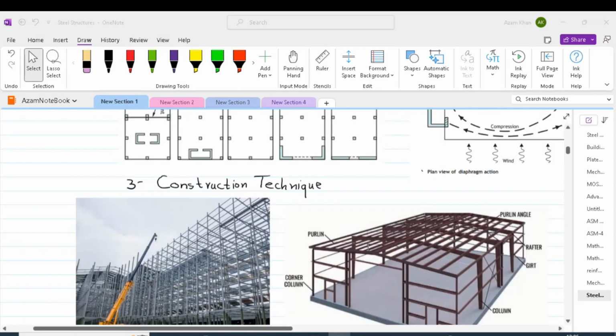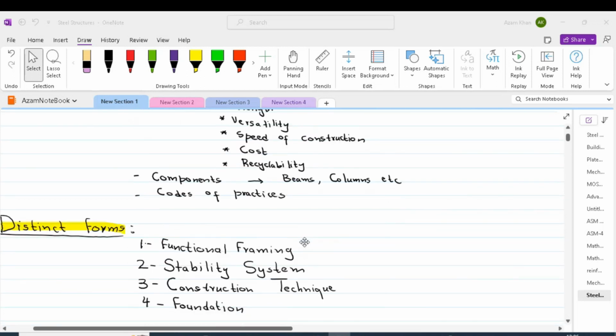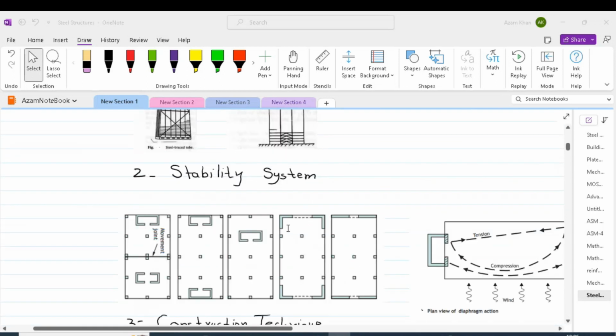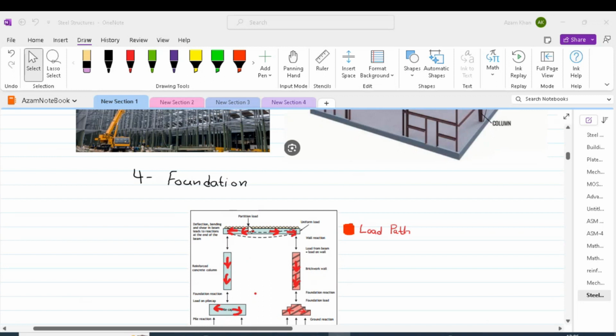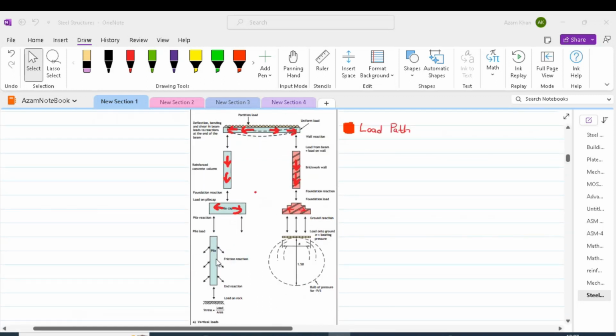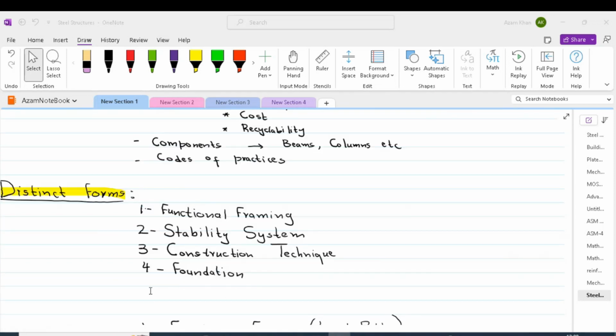The final parameter, which is important in distinguishing one form from another, is the foundation. A steel structure can have a pile foundation, a pad foundation, or a raft foundation. So these are all different forms of foundation. Finally, we can say that any two steel buildings having these four parameters different simultaneously would make their forms distinct.